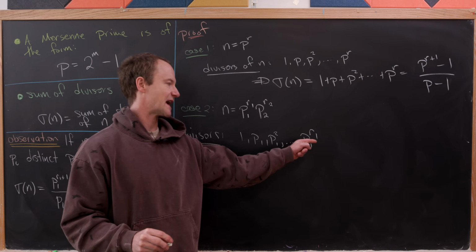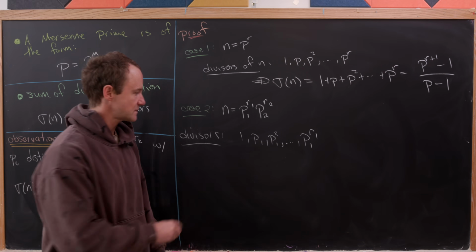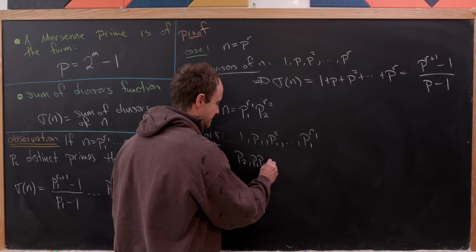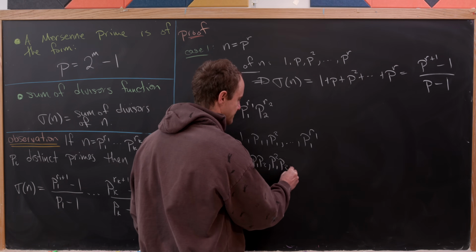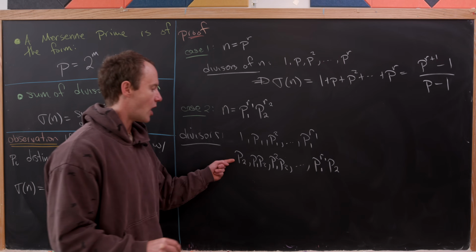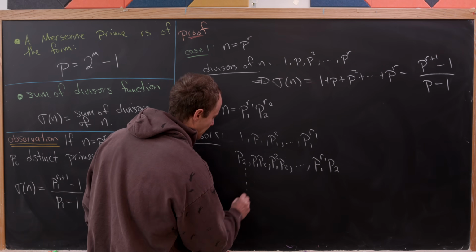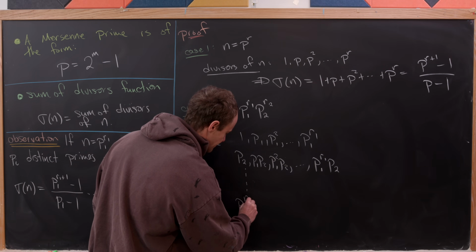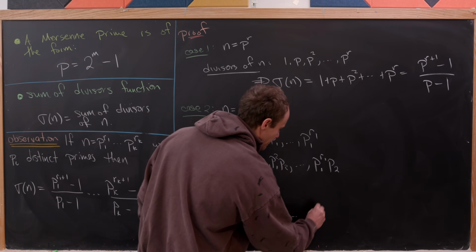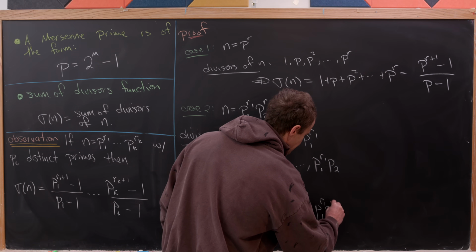We want to read this as all of the divisors that are not multiples of p2. And then down here we'll have p sub 2, and then p1 times p sub 2, and then p1 squared times p sub 2, all the way up to p1 to the r1 times p sub 2. So that's going to be all of them that are a multiple of p sub 2, but not p sub 2 squared. And then we're going to go all the way down here. We'll have p sub 2 to the r sub 2, and then p1 times p sub 2 to the r sub 2, all the way up to p1 to the r1 times p2 to the r sub 2.